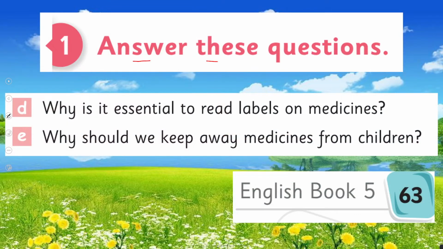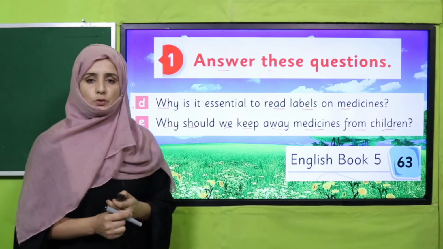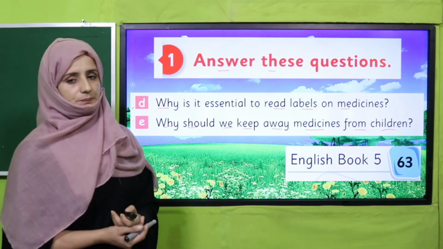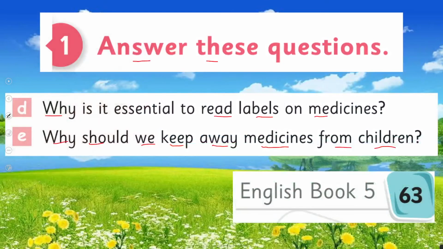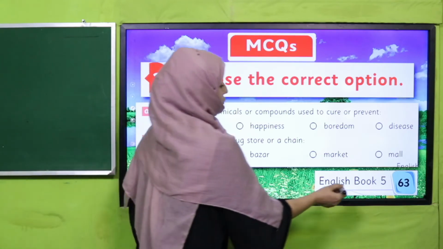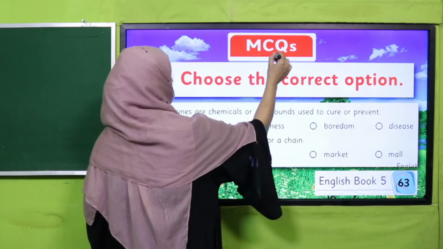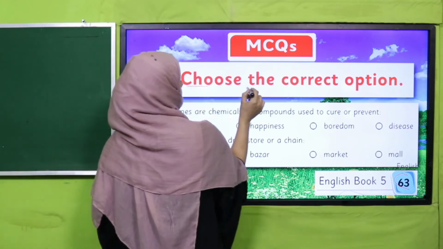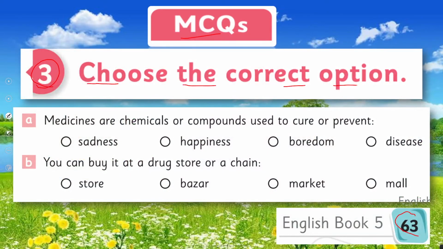These are the remaining questions: why is it essential to read labels on medicines, and why should we keep medicines away from our children? Do these questions in your notebook, in your classwork, and then come back. And on page number 63, MCQs: choose the correct option and fill the bubble. Perform this activity in your class in your book.